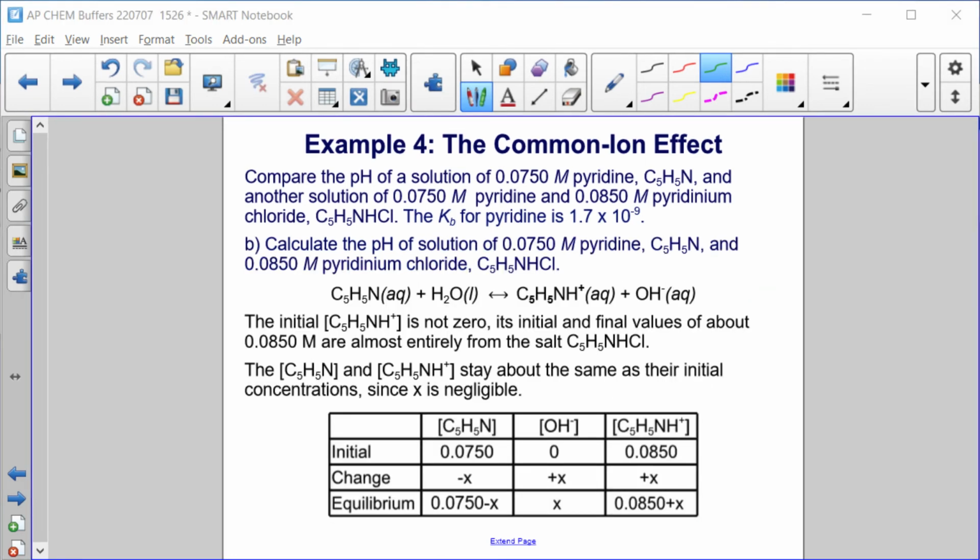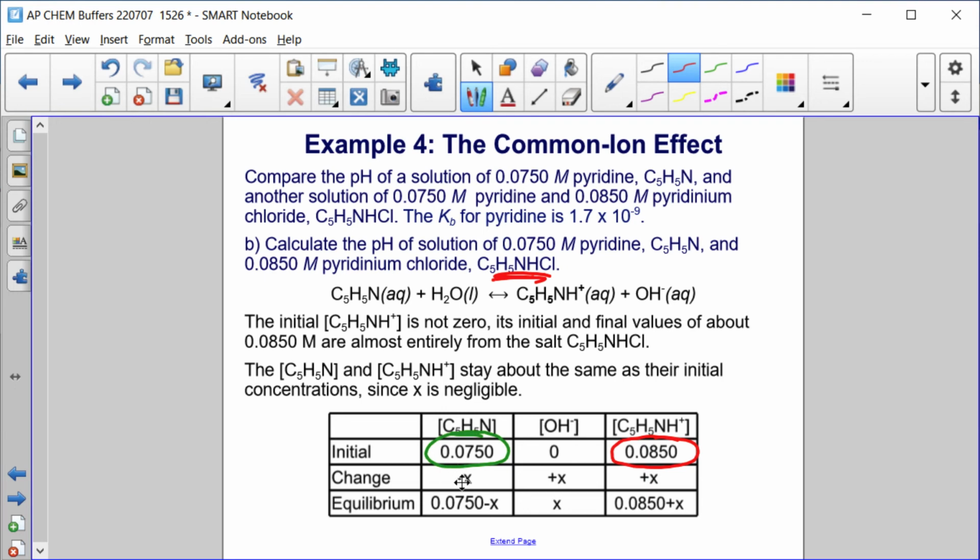All right, so in part B, we still have our 0.0750 molar pyridine, but the initial C5H5NH plus concentration is not 0, as it was in part A. Now it's 0.0850. And that initial concentration comes almost entirely from the addition of that pyridinium chloride, meaning it's not coming from the dissociation of the pyridine.